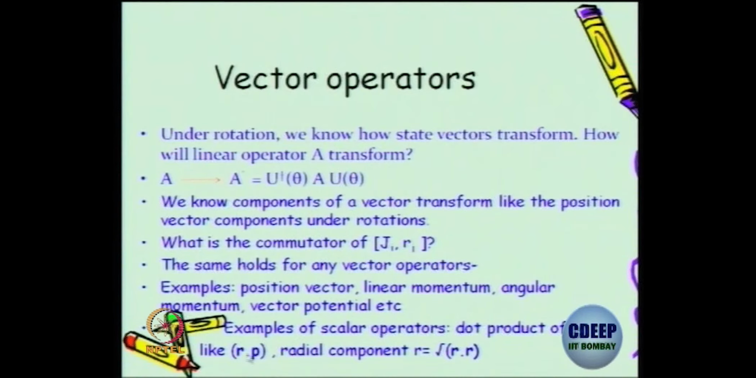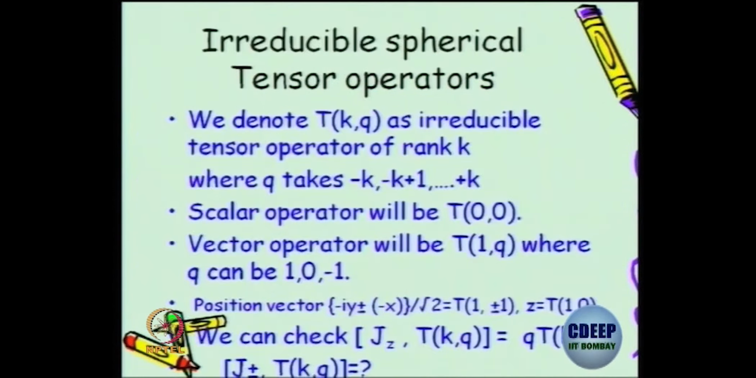So scalar products, examples: radial component which is square root of R dot R, R dot P, A dot P, A dot B, all kinds of dot products. They are all scalar. Okay, so now I am slowly getting on to a notation, and then I will give you some examples, that way you will understand what is going on.